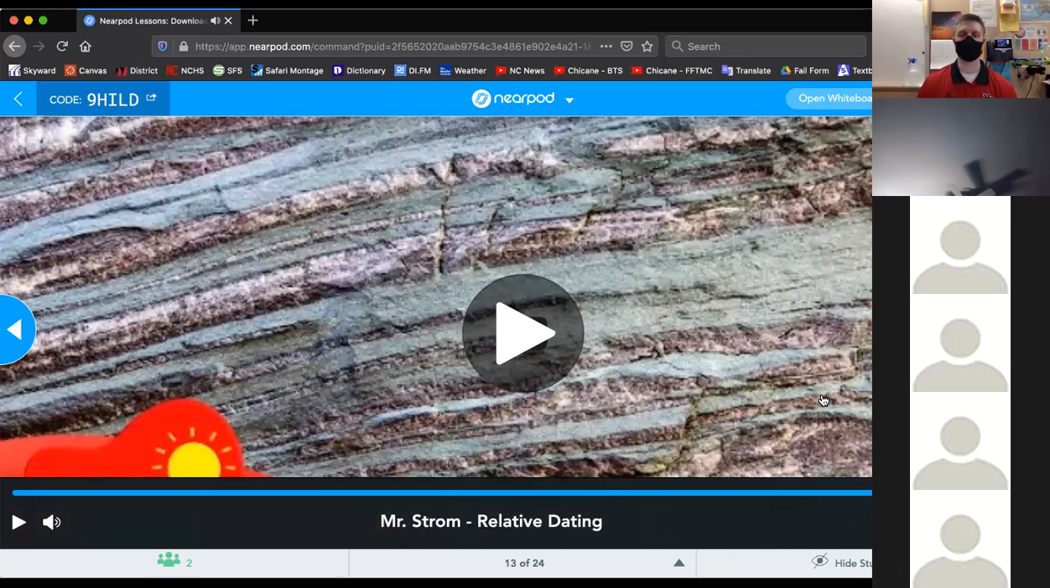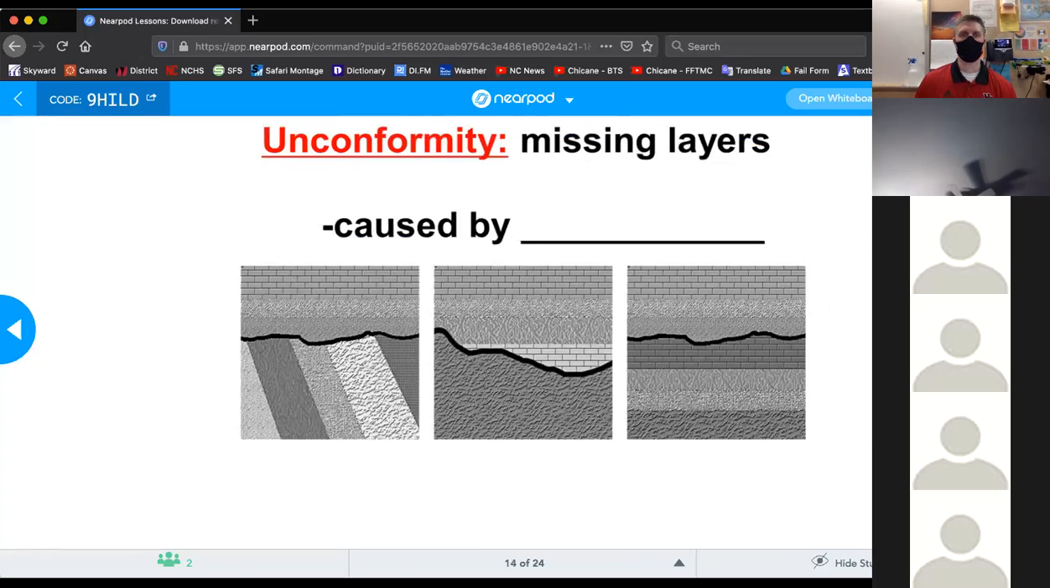All right. Like I said, it just kind of introduces the next little section that we're going to go over. All right, so this first one, this unconformity. Missing layers because of erosion. So anytime there's material or layers of rock that are weathered and eroded, and then new layers of rock form on top, that would be an unconformity.